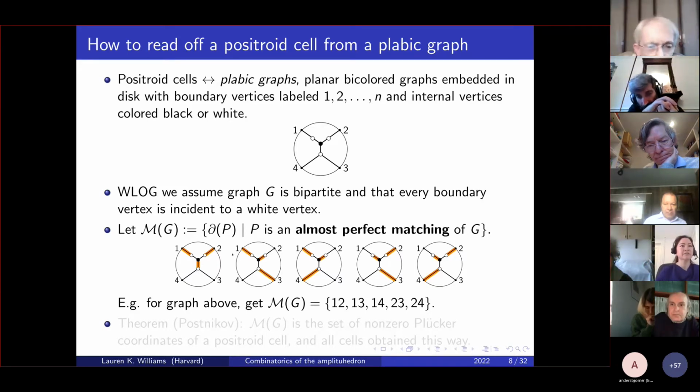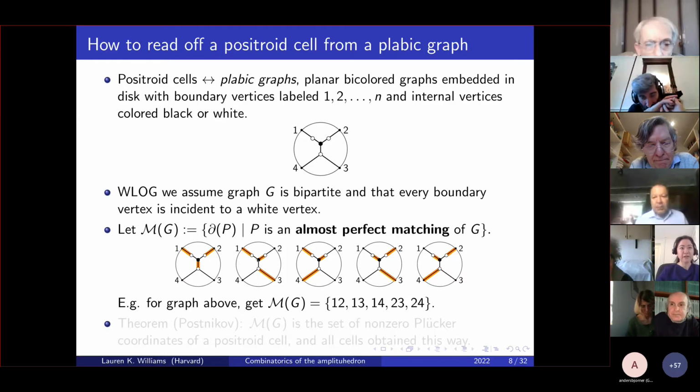So in this graph here, all internal vertices are incident to exactly one orange edge, and the boundary vertices 1 and 2 are incident to an orange edge, but the boundary vertices 3 and 4 are not. So I would call this collection of orange edges, capital P, an almost perfect matching. And then associated to capital P is its boundary, ∂(P), and that is 1 and 2. It's the boundary vertices touching orange edges.